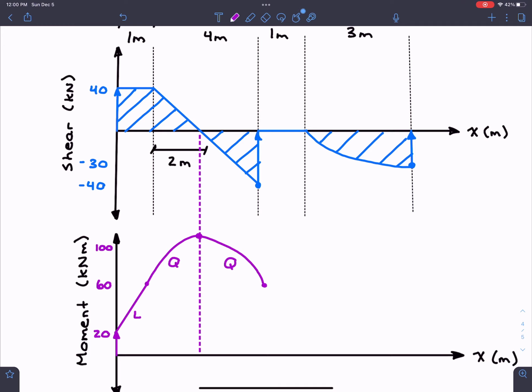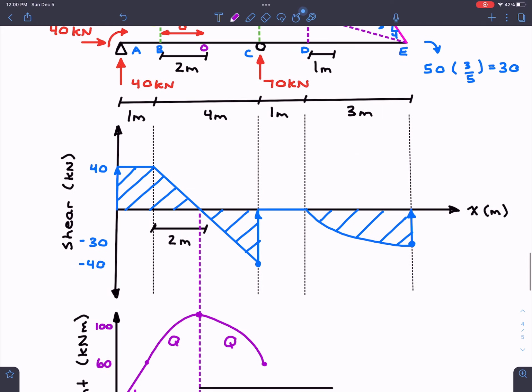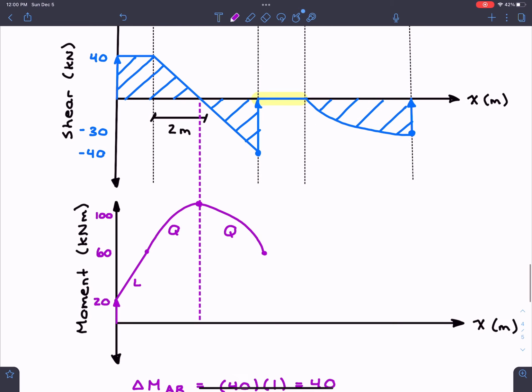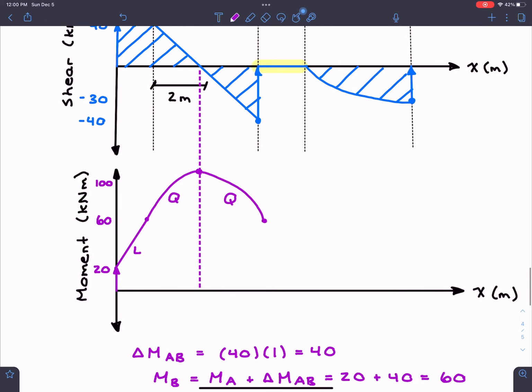All right, so if we were to look at the next part, which is from C to D, as we can see, we actually have no area under our shear force diagram. So we know that in terms of moment, the change in moment would actually just be 0. Nothing happens between these 2 points. So we're just going to go on like this.